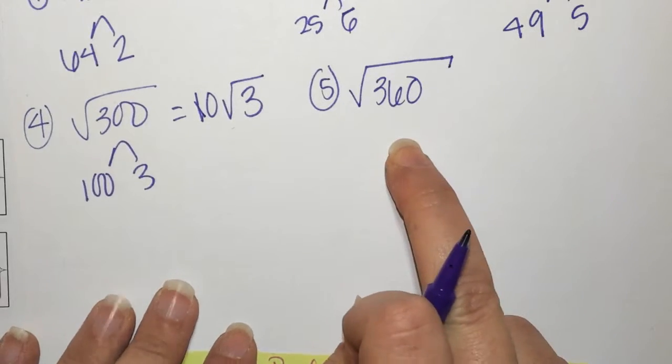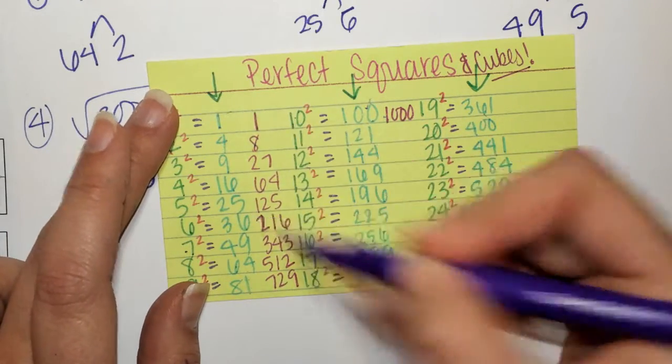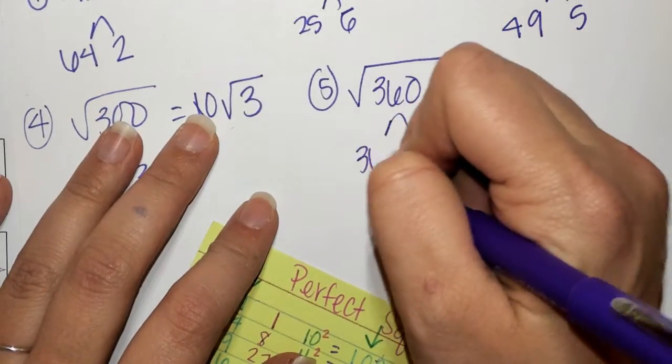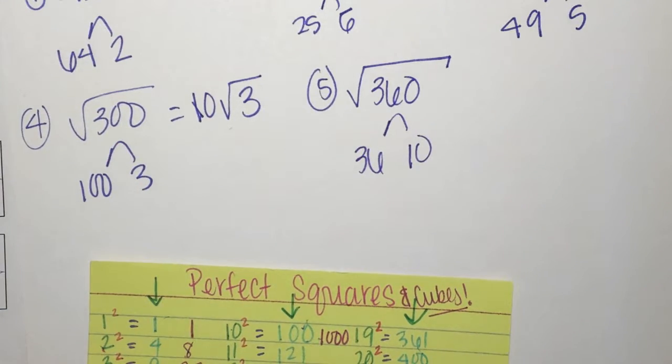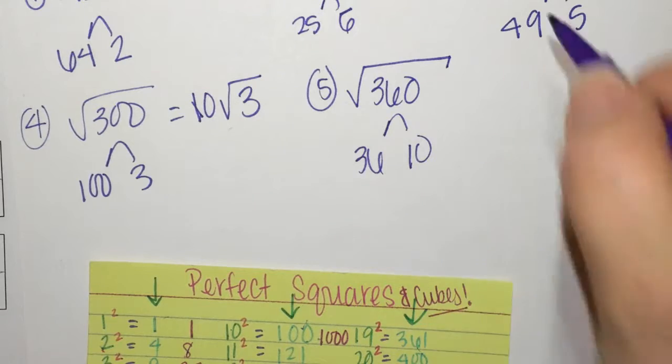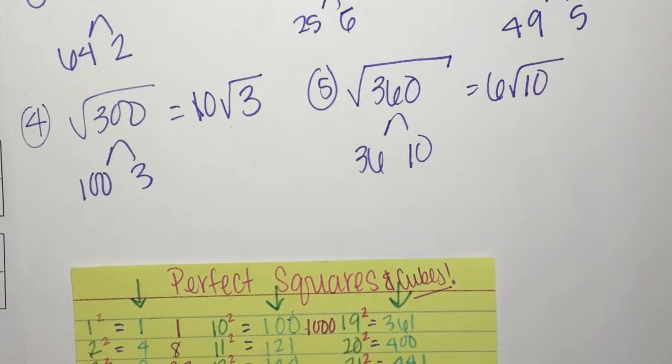Alright, 360. What perfect square do we know goes into 360? 36. And it's 36 and what? 10. Look at us go. Alright, what's the square root of 36? And 10 is the friend that wants to stay inside the house. Take a point for whoever said that.